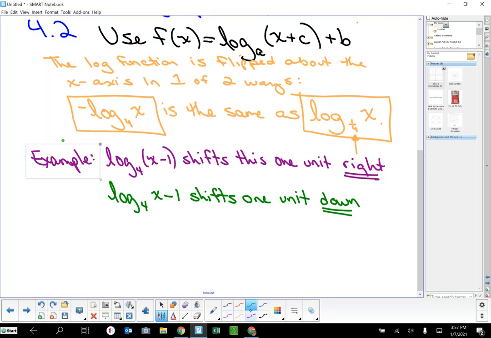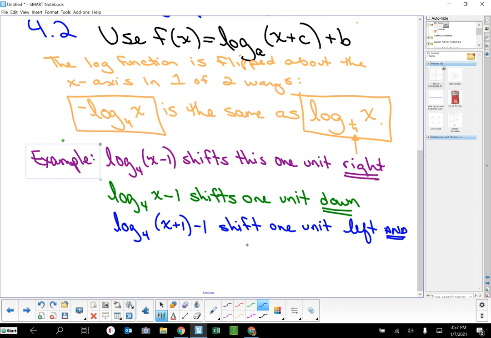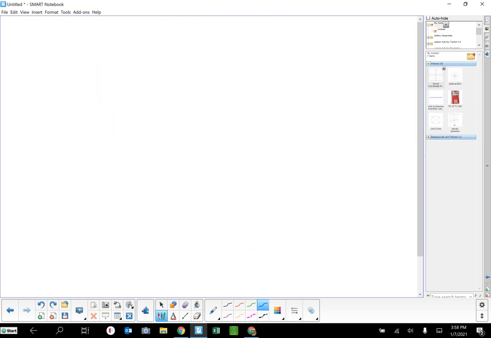How about a combo of the two? If you see this, log base 4 of x plus 1, minus 1, this is going to shift 1 unit left, and 1 unit down. Okay, so you can have a combo of those things. All right, let's talk about domain and range.